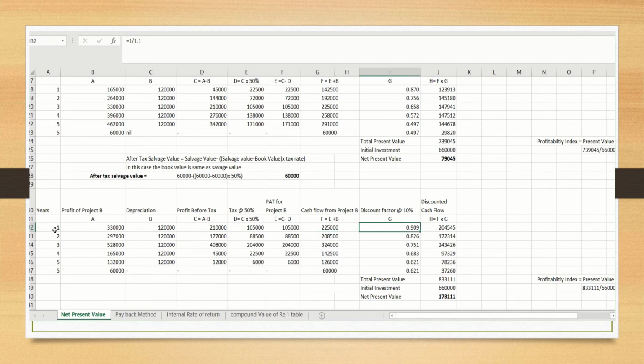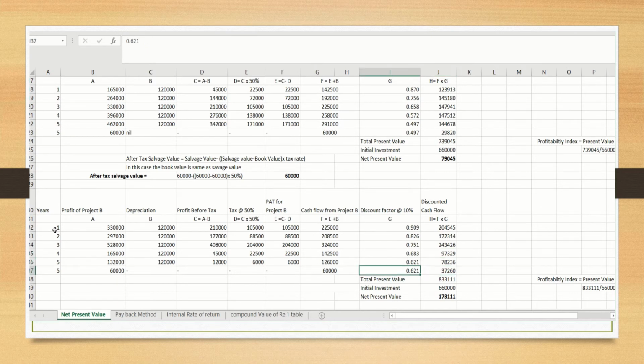Discount factor for the first year at the rate of 10%. Remember, the cost of capital for project B is 10%, and so discounting rate is also 10%, is 0.909. So the discounted cash flow comes to 2,04,545. In the same way, the cash flow of second year is 1,72,314. Third year, 2,43,426. Fourth year, 97,329. Fifth year, 78,236.